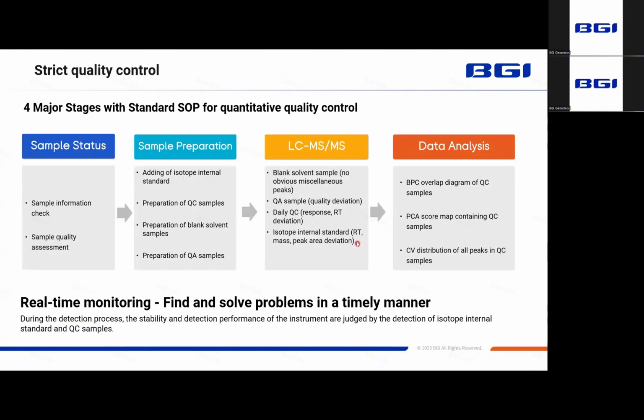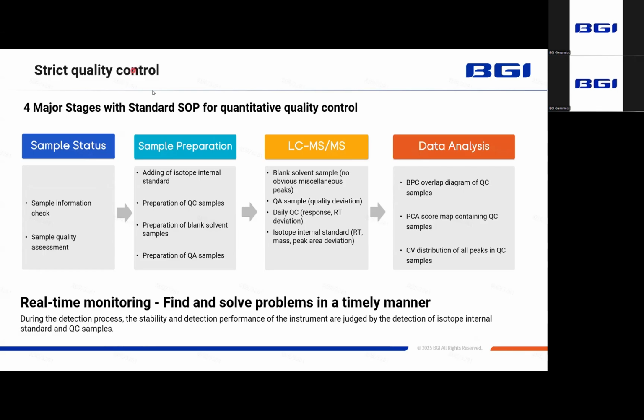Quality control is at the heart of reproducible science. In every project, we apply 4 major stages of QC. It starts from the sample status check. For example, if you send plasma or serum samples to us, we will first check if there is hemolysis, because hemolysis is not recommended for metabolic or proteomic analysis.